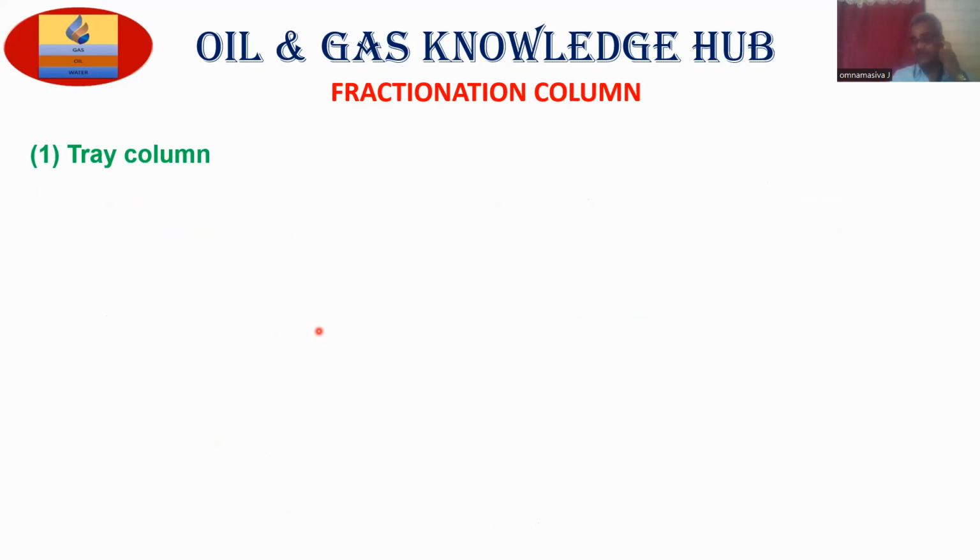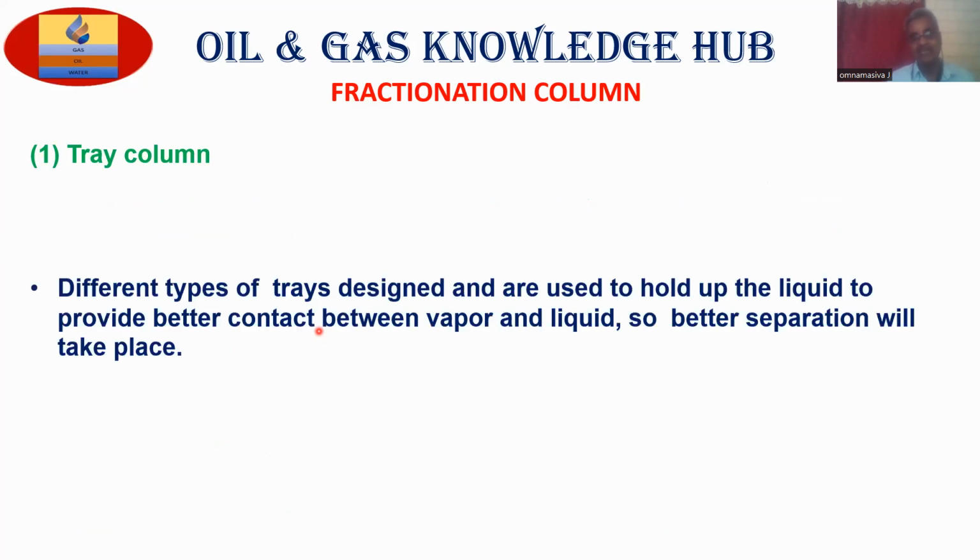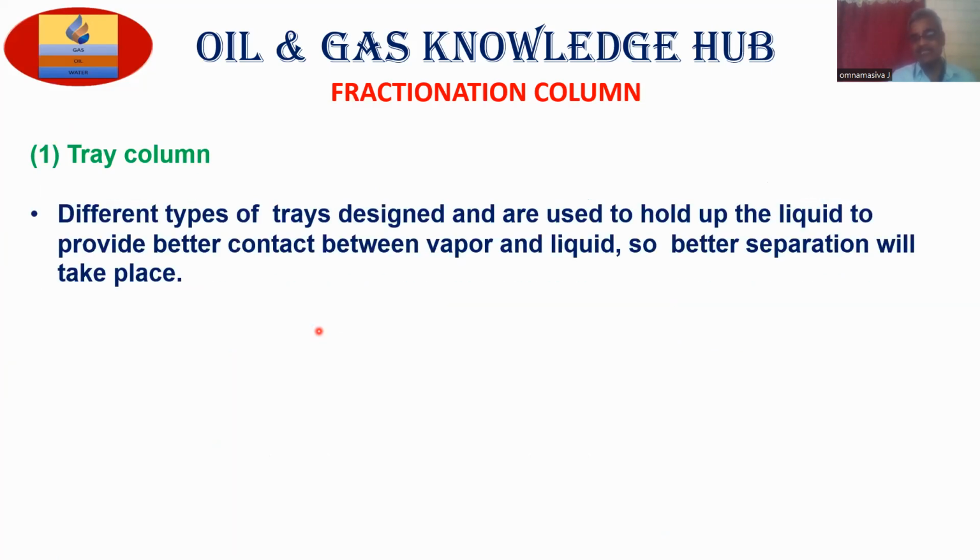There are two different types of columns. Out of that, one is the tray column. Different types of trays are designed and used to hold up the liquid to provide better contact between vapor and liquid, so better separation will take place. There may be approximately 32 trays in one fractionation column, which you will find in refinery industries.